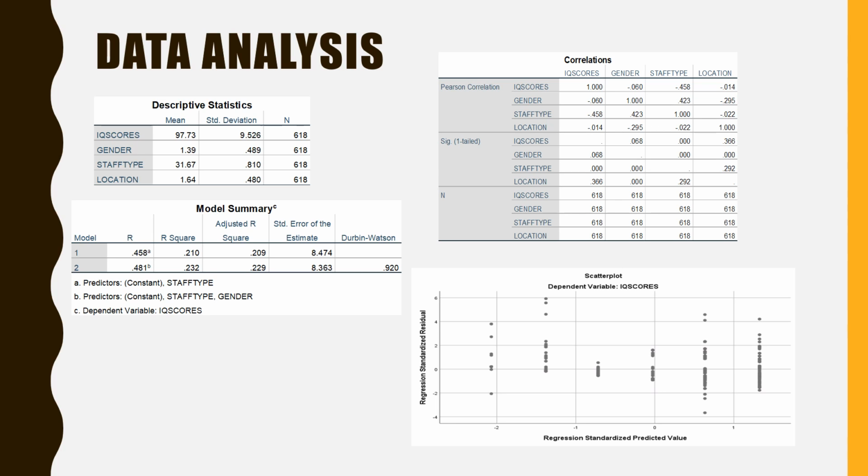Another theory tested was the Durbin-Watson, which is a number that tests for autocorrelation in the residuals from a statistical regression analysis. It is always between 0 and 4, and listed here it shows 0.920. And the scatter plot here is pretty much showing a low positive correlation.